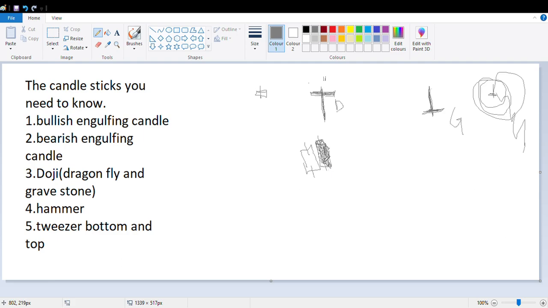So when you see this type of candlestick in the market at the resistance zone, you have to sell it, because it's showing a change in the continuation of the market. So take note of it. And then we have the tweezer bottom. The tweezer bottom is the opposite way of the tweezer top.